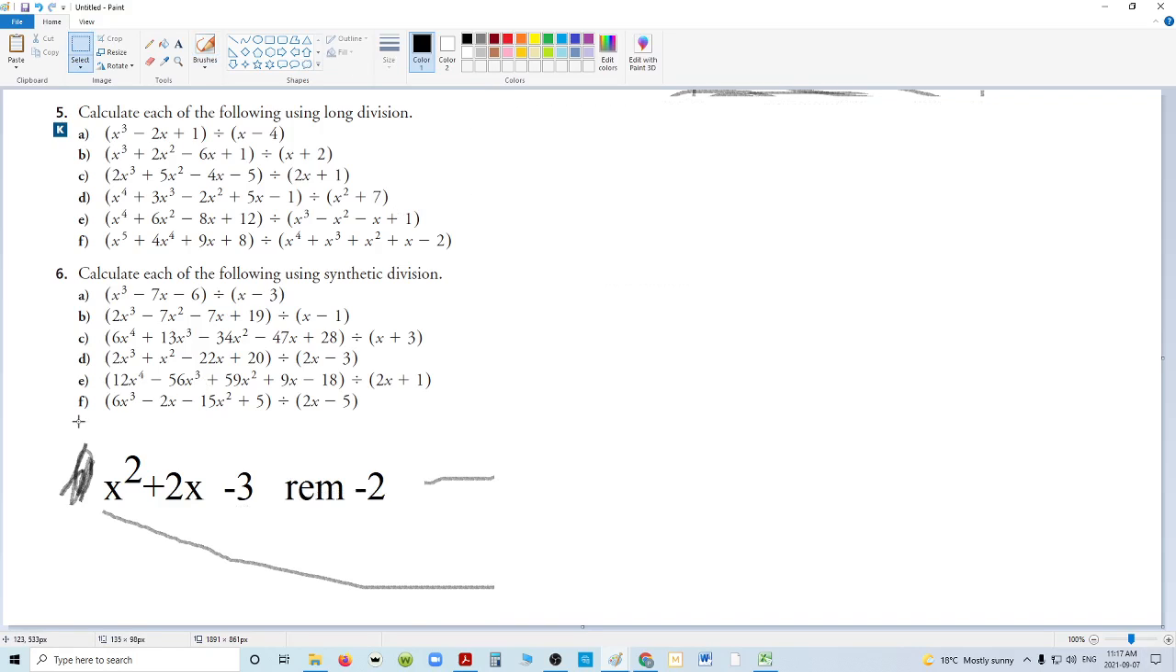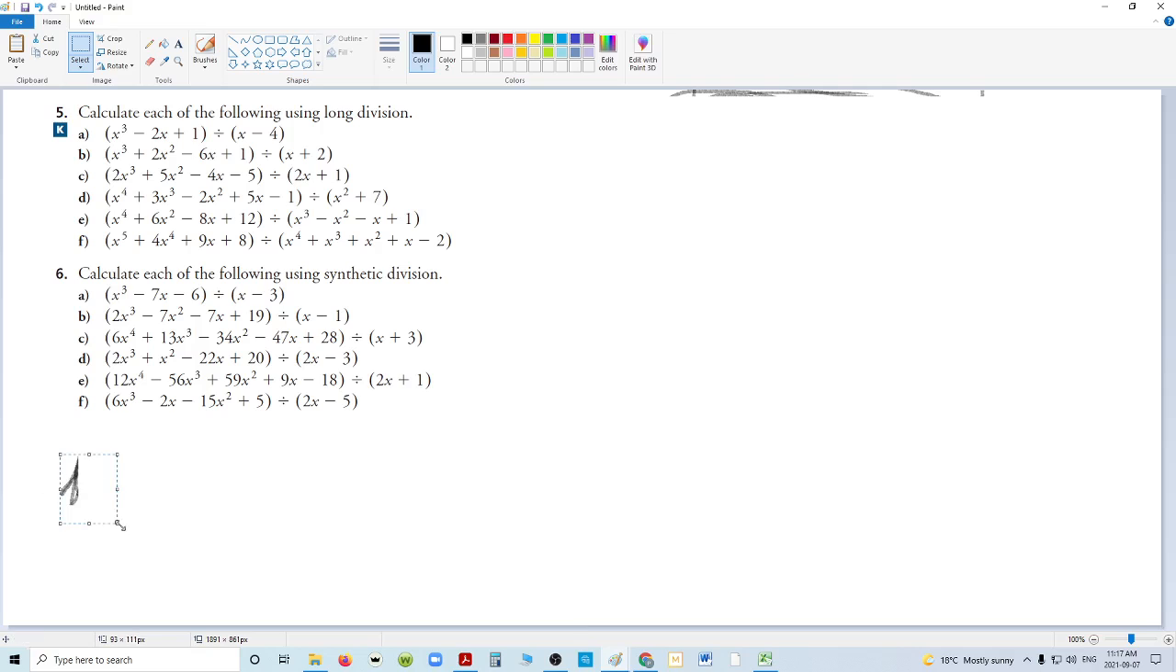And again, the link I send you will explain where synthetic division comes from. Now for these ones, it's actually a little bit more complicated.